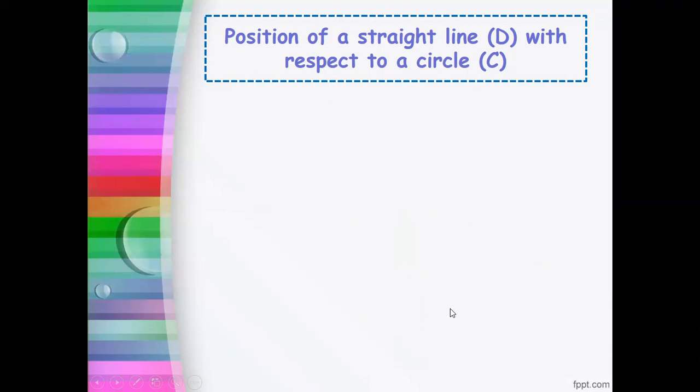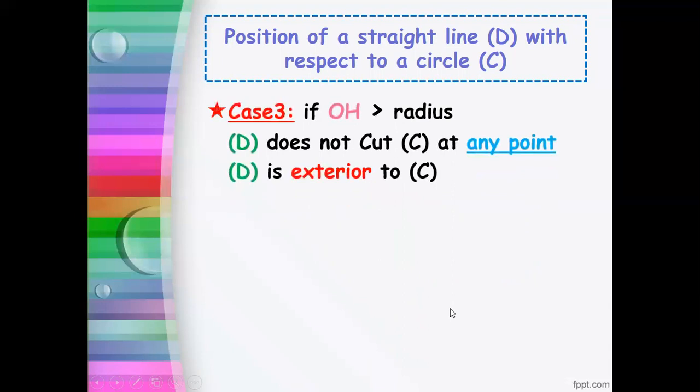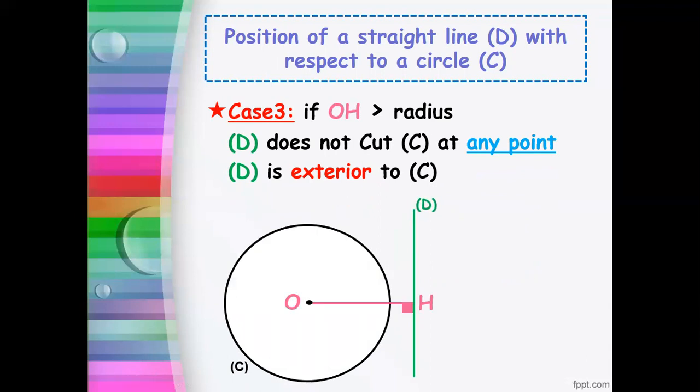Now, the last case. If the distance OH, the distance from the center to the straight line, is greater than the radius. Let's see how. It is the distance OH. We draw the perpendicular to find the distance from the center to the straight line. It is bigger than the radius. So in this case, the line D does not cut the circle C at any point. So we say that D is exterior to C.